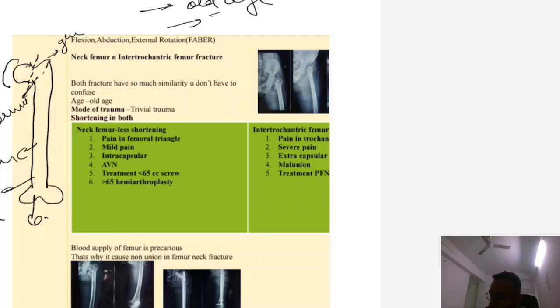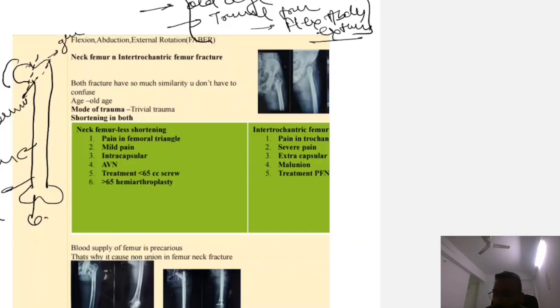Both fractures present in old age. Both fractures happen with a trivial trauma. The patient will present with flexion, abduction, and external rotation. So this is the attitude of the limb. Now how will you make a difference between a neck femur fracture and an intertrochanteric femur fracture? So you have to understand this is the neck femur fracture.